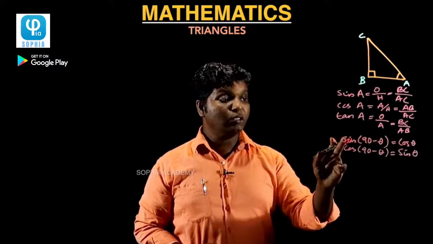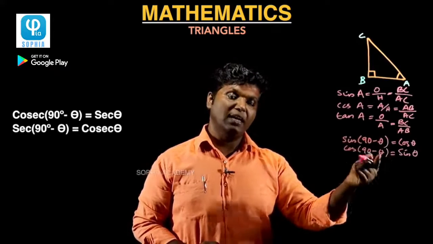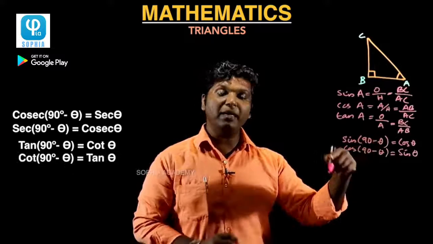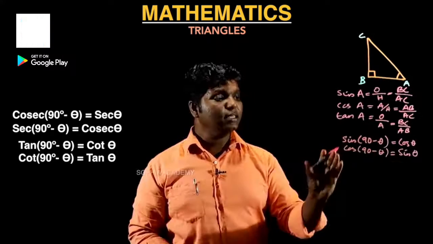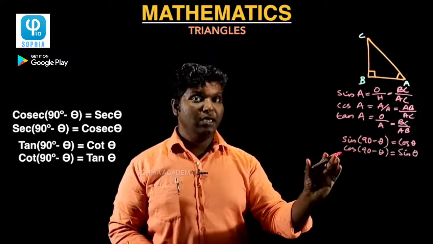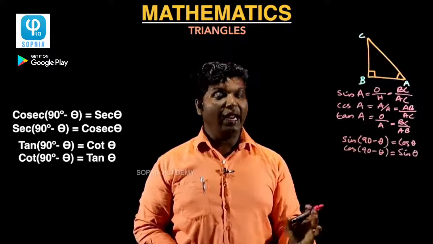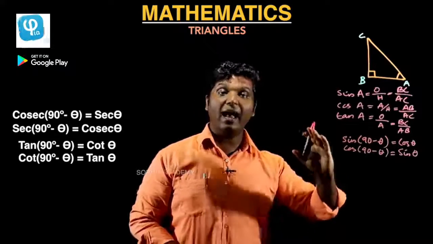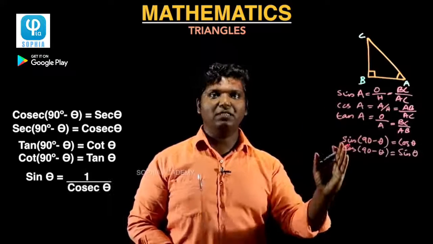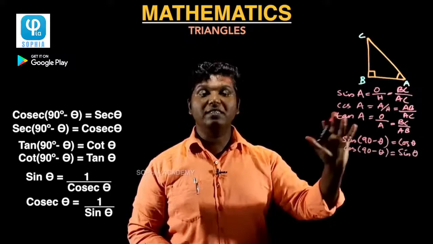Cosec 90 minus theta will be sec theta, sec 90 minus theta will be cosec theta, tan 90 minus theta will be cot theta, and cot 90 minus theta will be tan theta. Like this, sine and cos are interrelated. Sine 90 minus theta will be cos theta. The relationship between sine and cosec is that sine theta is equal to 1 by cosec theta, or cosec theta is equal to 1 by sine theta. You must know that one also.